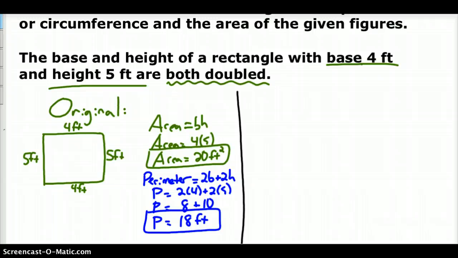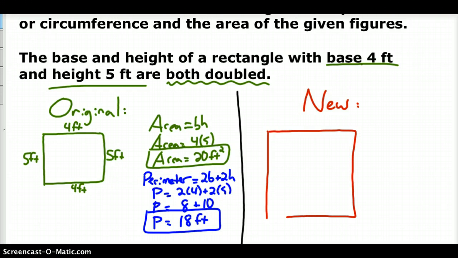Now let's see what happens when we talk about this new figure. You said that both the base and the height are going to be doubled, so I'll try to double this. I don't know if it's going to be perfect, but it's going to be a rectangle that's about like this. If you double the height, that would be 10 feet here, so I'll label 10 feet on both sides. And if you double the base, this would be 8 feet and 8 feet.